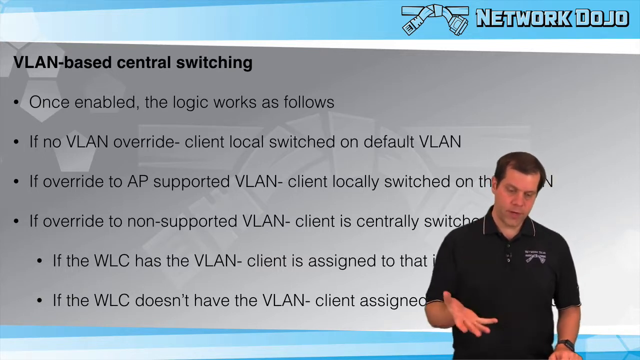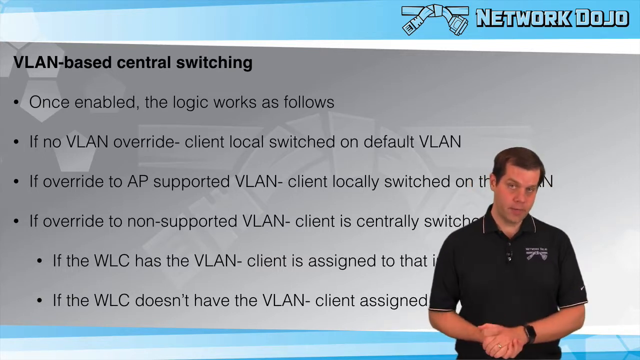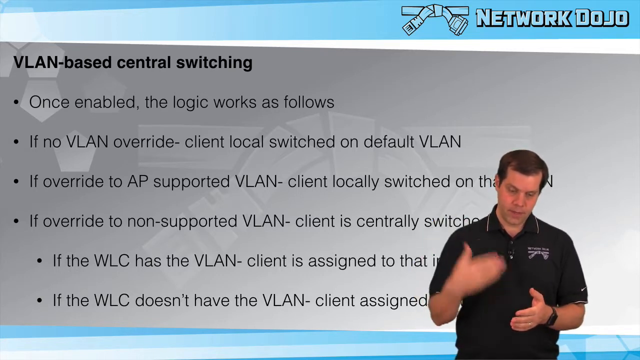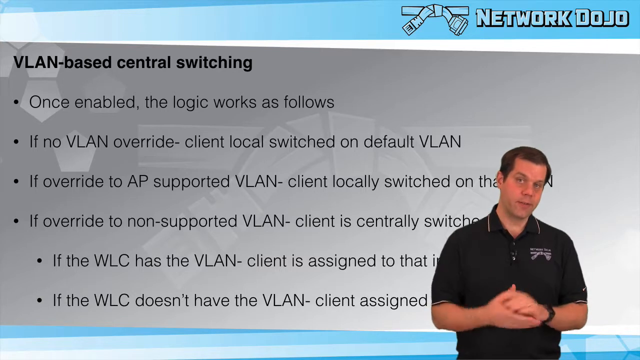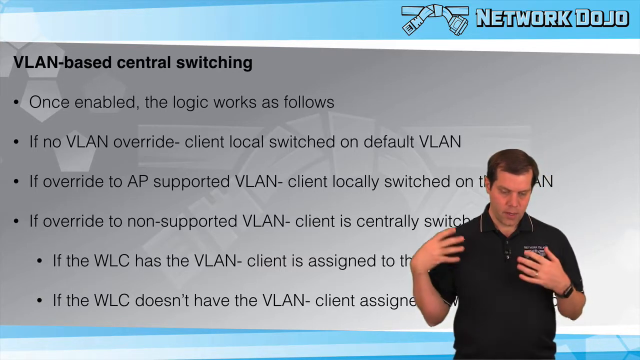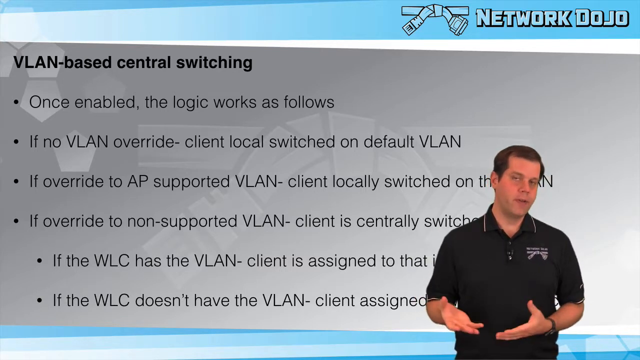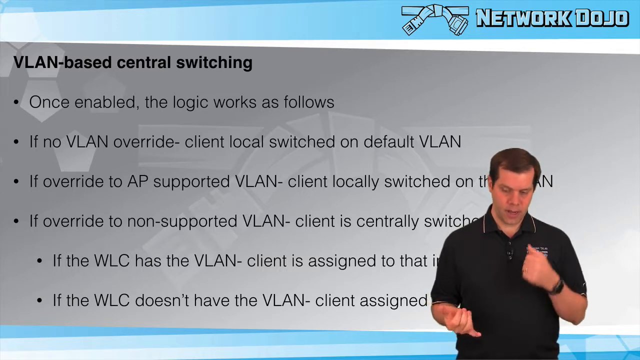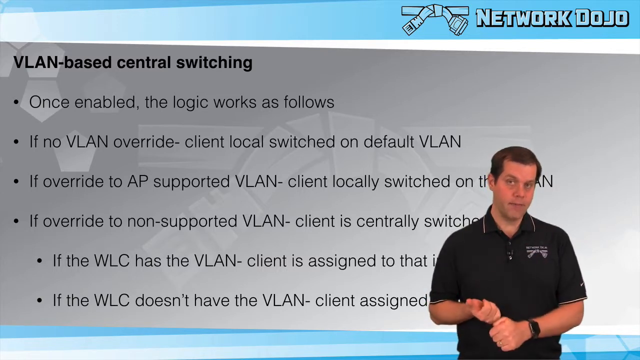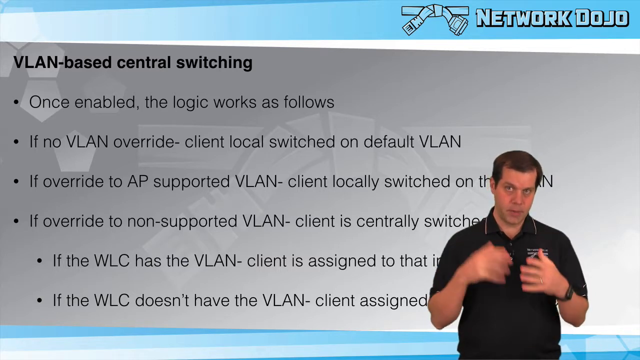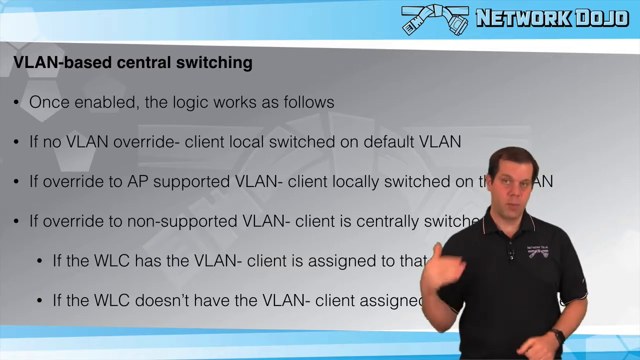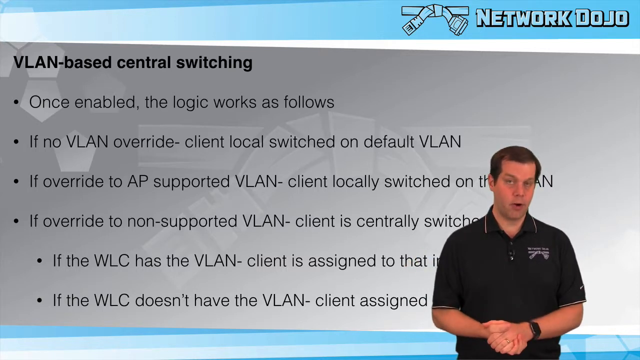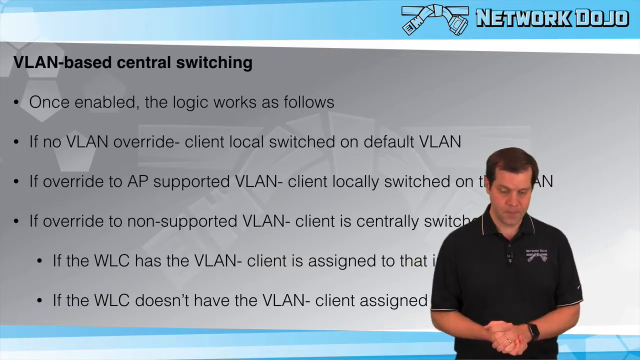So once we turn on this feature, it's configured under the WLAN. Here's how it's going to work. We are going to have the RADIUS server send some sort of a result. If it just sends a regular permit and there's no VLAN override enabled, the client is locally switched on the normally assigned VLAN. So whatever the WLAN to VLAN mapping is, they're placed onto that VLAN. Just like normal. Nothing's different than a normal local switch scenario at this point.